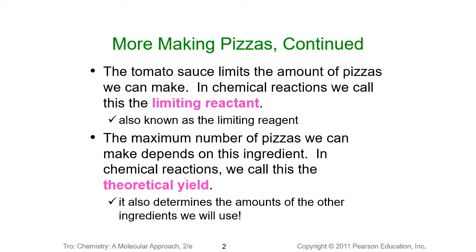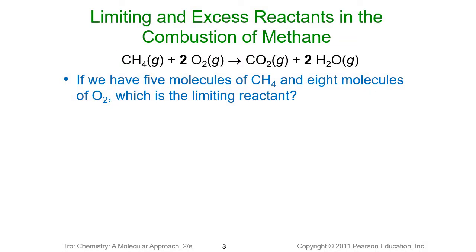It also tells us how much of the other ingredients are going to get used, because we are going to have some of our ingredients left over. In a chemical reaction, we might have some of our starting materials left over. So let's look at our limiting and excess reactants in the combustion of methane.